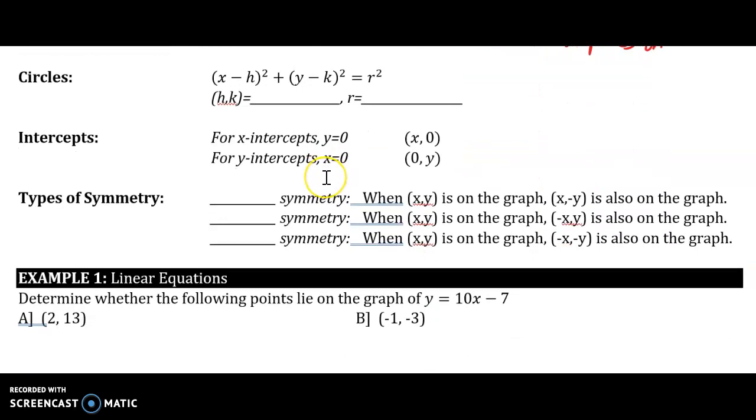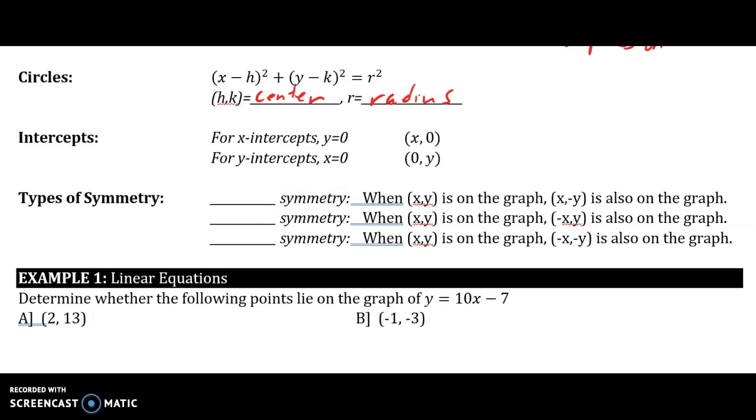We got circles. R is the radius of the circle, and H comma K is the center of our circle. For x-intercepts, you plug in 0 for y to find it. For y-intercept, you plug in 0 for x.